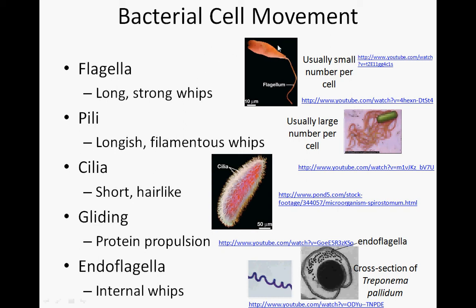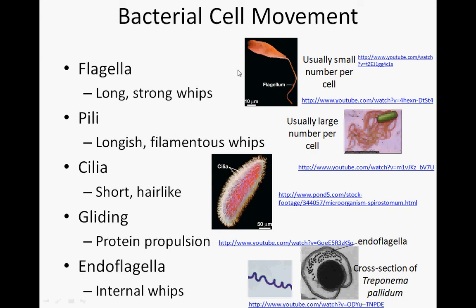The first type of motility is movement by flagella. In this case we have a cell with one flagellum, and it's using it as a big long whip. When cells move using flagella, they tend to move in great big bursts, and then they whip the flagellum again and they move in another burst. So flagellar motion is a little bit jerkier than some of these other types of movement. And you can actually see that if you watch these video links here.